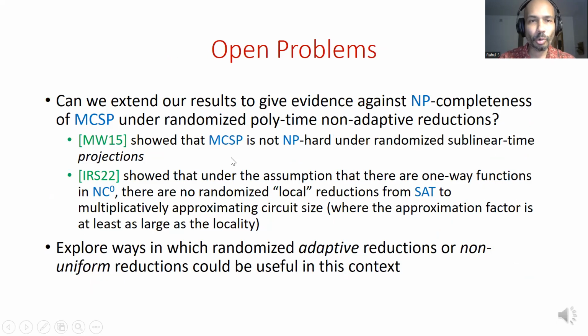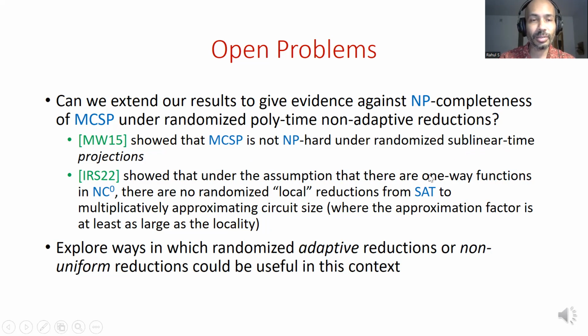Let me just end with some open problems. Can we extend our results to give evidence against NP-completeness of MCSP, our original goal, under randomized polytime non-adaptive reductions? There are some kinds of evidence that exist, but only for very special kinds of reductions. Murray and Williams showed that MCSP is not NP-hard under randomized sublinear projections. So every output bit is an input bit or its negation, and this is computable in sublinear time, so it's quite restricted.